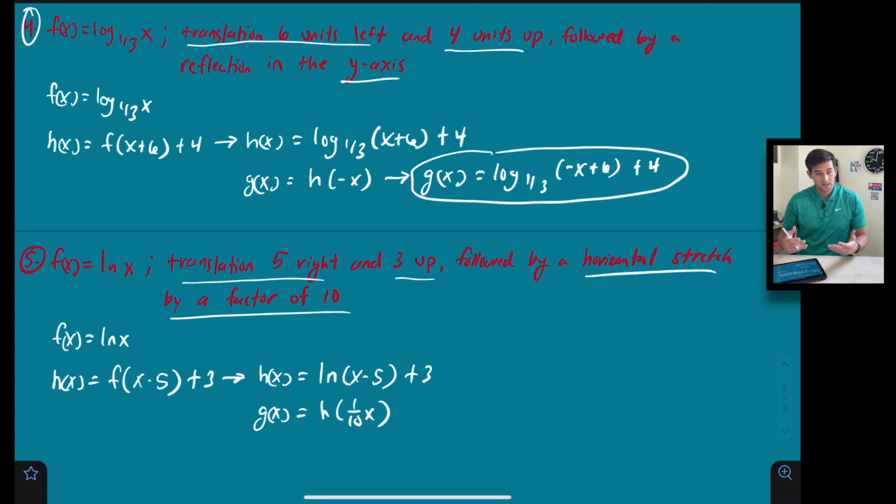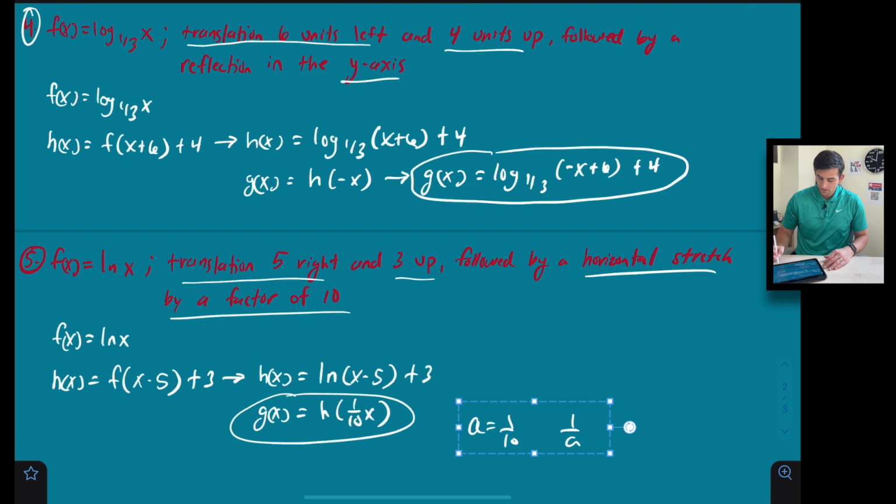And horizontal is opposite of what we think because we're actually stretching or shrinking by a factor of 1/a. So if I were to look at this right now, what I have just circled, my value for a is 1/10, right? Well, the stretch or the shrink factor is actually 1/a. So if I do 1 divided by 1/10, that becomes 10, right? And so that's why it looks a little bit opposite there. That's horizontal. We got to be a little bit careful with that.